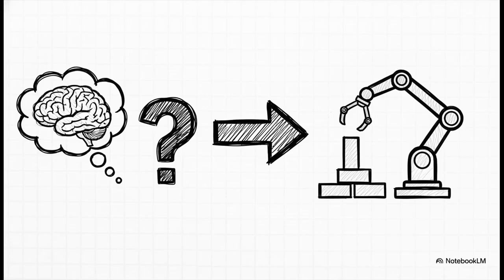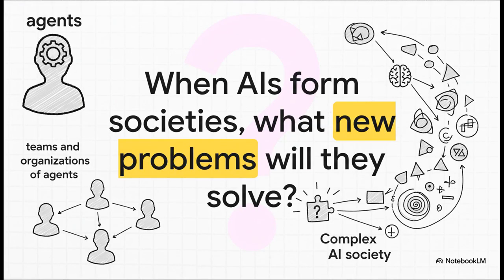So the crucial point, the main thing to take away, is this. We are witnessing the evolution of AI. It is moving beyond being a passive thinker that just answers questions to becoming an active doer that can accomplish complex, multi-step tasks in both the digital and physical worlds. And all this leaves us with a fascinating final question to think about. We started with single agents. Now we've got teams and organizations of agents. As these systems grow into complex AI societies, what kind of problems are they going to solve that we can't even imagine today?